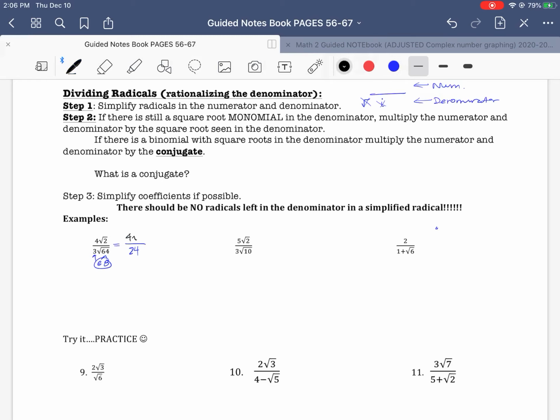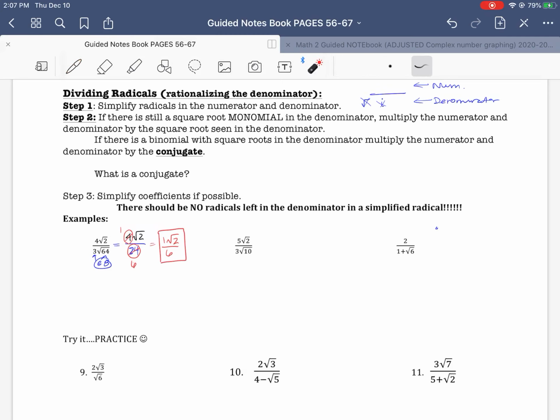On the top, you still have that 4 square root of 2. If I could, I would simplify the square root of 2 at this point, but that does not simplify at all. So my last question is, now that I'm done with the radical parts, can I simplify the coefficients? Is there anything that divides out of both, just like simplifying a fraction? Both are divisible by 4. So this would become a 1, and this would become a 6, because 4 goes into 4 once and 4 goes into 24 six times. So this would look like 1 square root of 2 over 6, and this would be our final answer.